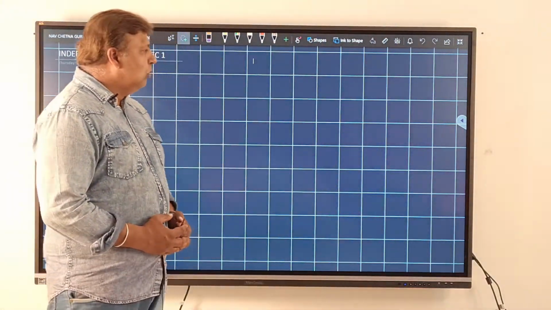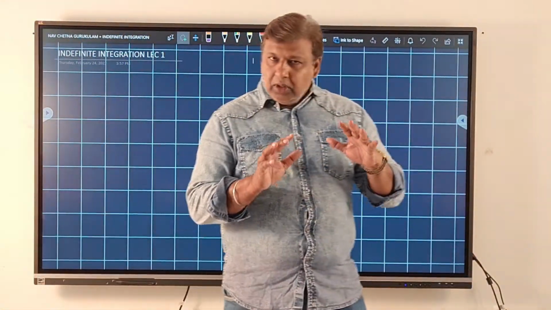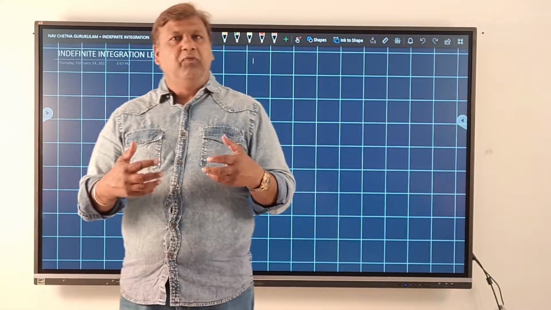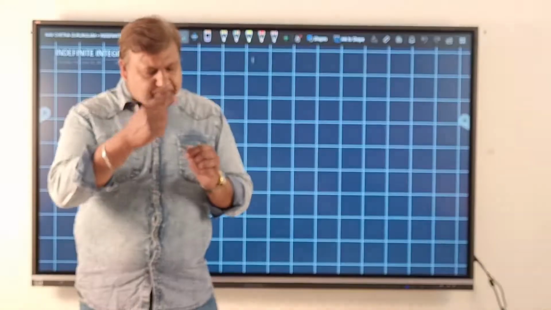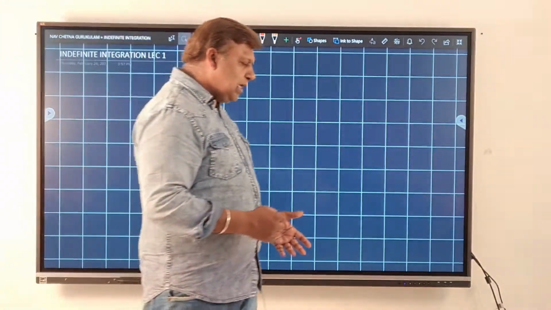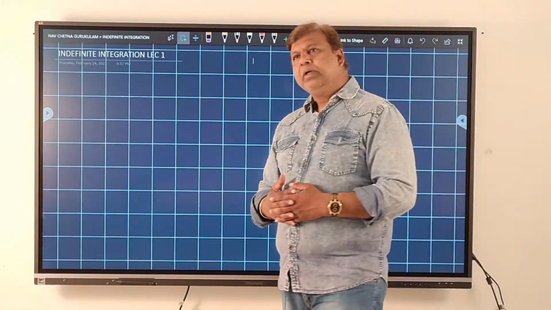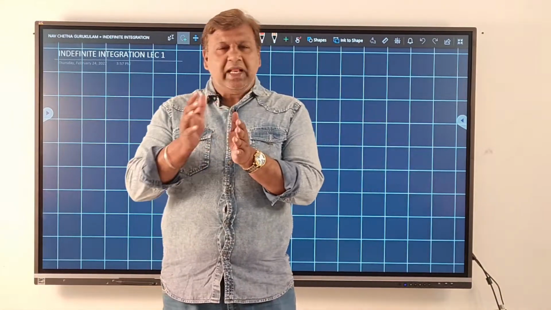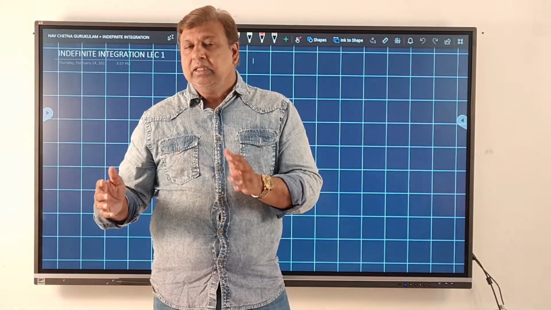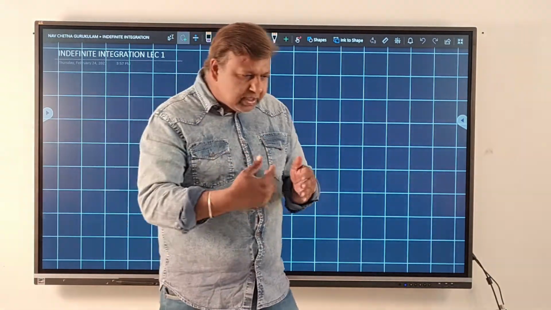Now, the most important thing is that indefinite integration can be seen from two aspects. One is the basic meaning of the integration symbol. If you see, it is summation. During summation, for example, if you sum up numbers from 1 to 10, like 1 plus 2 plus 3 plus 4 plus 5 till 10, then what do you actually get? Their sum. So the counter is of 1.